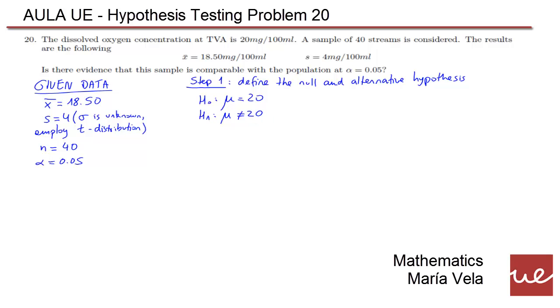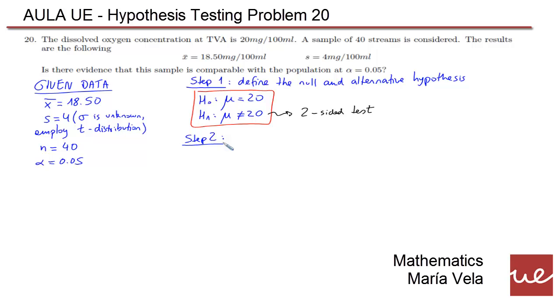So we are dealing in this particular case with a two-sided test, because that's given from the alternative hypothesis being different from, okay? The second step is going to be to compute the test statistic.